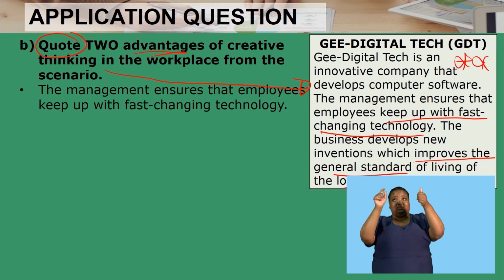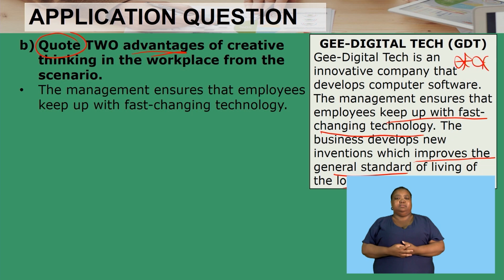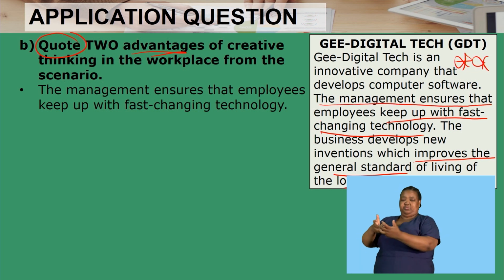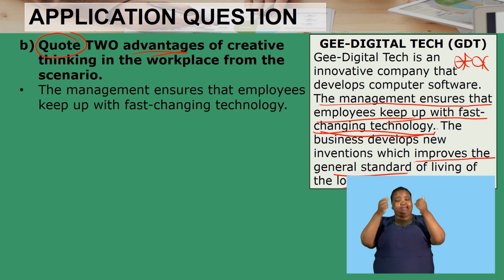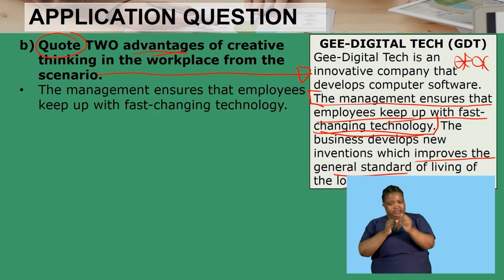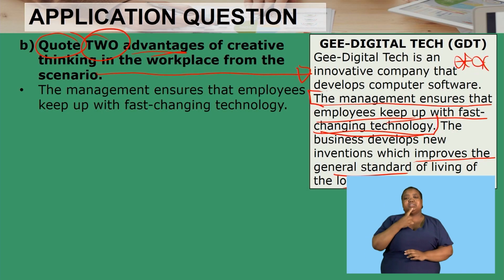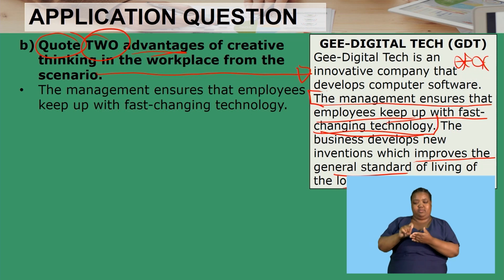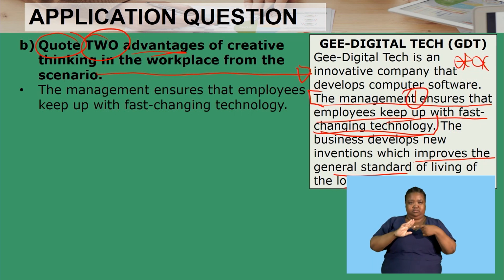The management ensures that employees keep up with the fast-changing technology. I'm sure you can see it. Where is it? The management ensures that employees keep up with the fast-changing technology. I hope you can see word for word. Nothing was changed. Nothing was added. Nothing was deleted. Nothing is as is. We took it from the scenario here. Do you understand? But we are not done. Remember the question said they need two advantages from this particular scenario. So this was the first one. Now let's look for the second one. Can you see the second one?